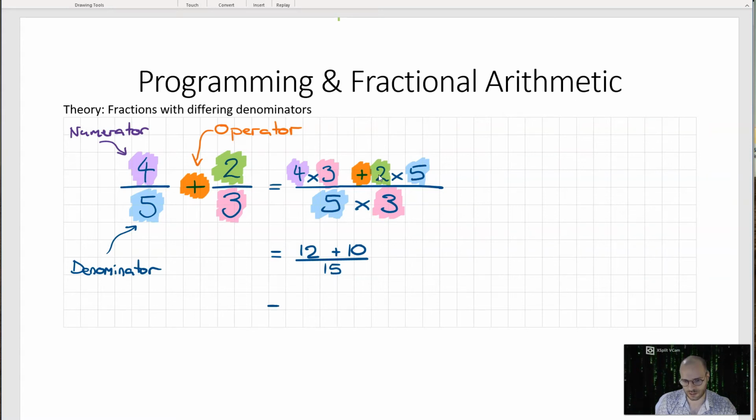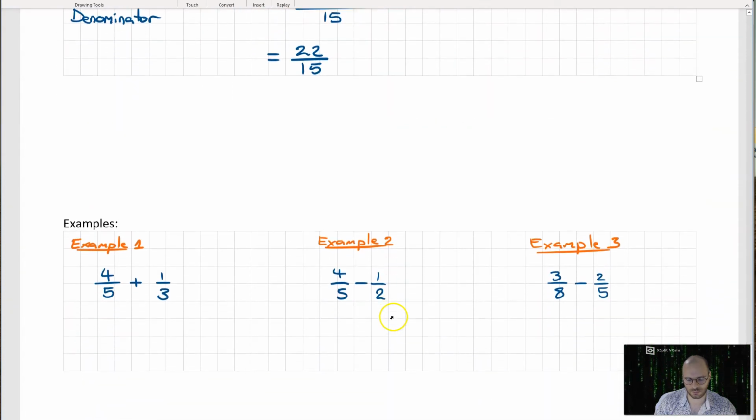Now I'll move down to the final line, and here's where I'm going to do my final answer. We have 12 plus 10 all over 15. First thing I'm going to do is I go 12 plus 10. I know that's 22. I'll draw my fraction line, and then I'll write 15. And thus, we've just completed the process of adding two fractions together. Now, let's have another go with 3 more examples.